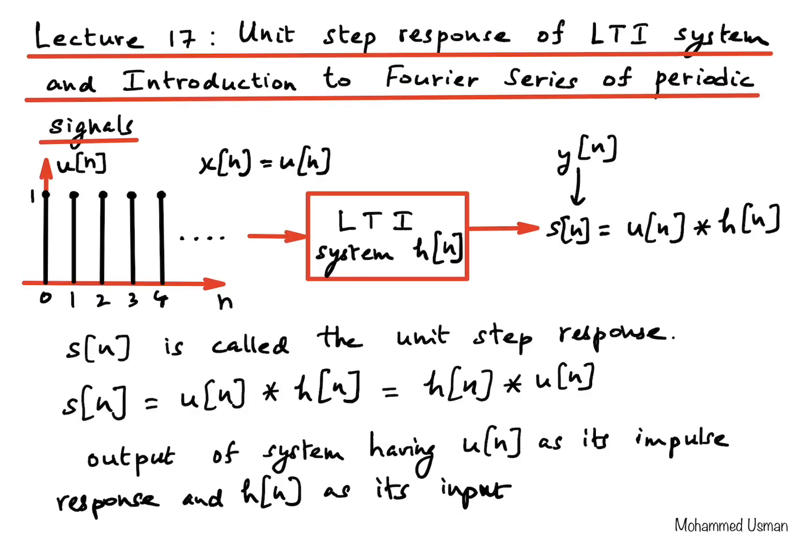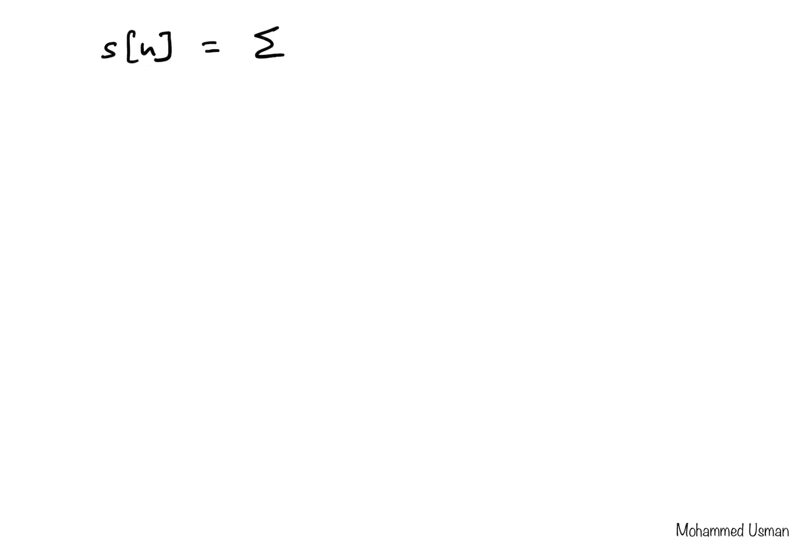So the input-output relationship for the system whose impulse response is u of n is given as follows. We can write the output s of n as a summation of the inputs. In this case we are treating h of n as our input signal, so the output s of n is equal to the summation of the input terms, which we call h of k, for k equals minus infinity to infinity. This fact will become clear when you read that example which I gave as an exercise at the end of the previous lecture.